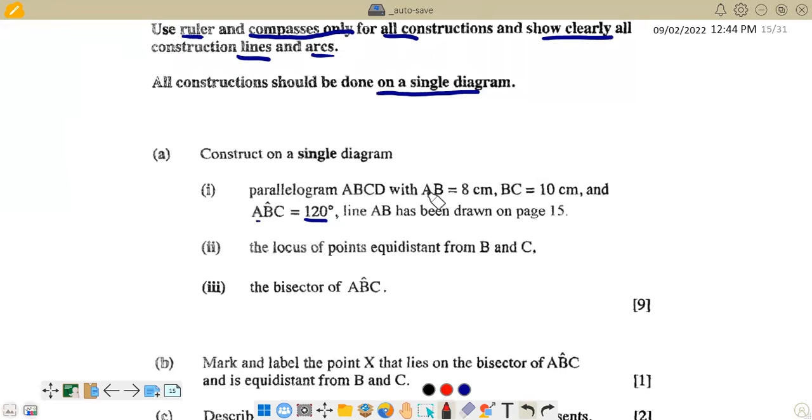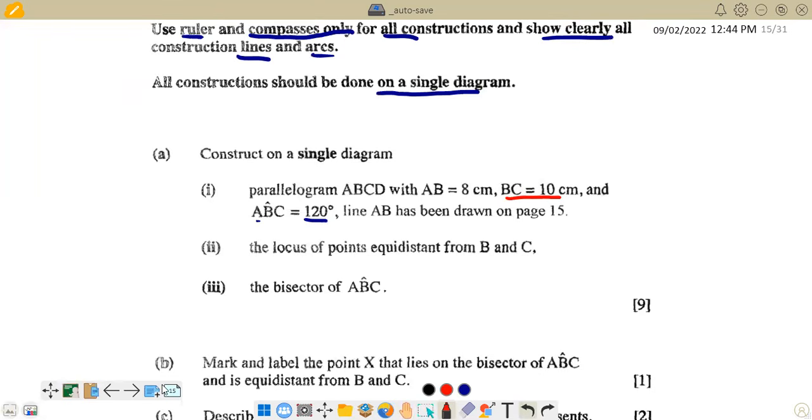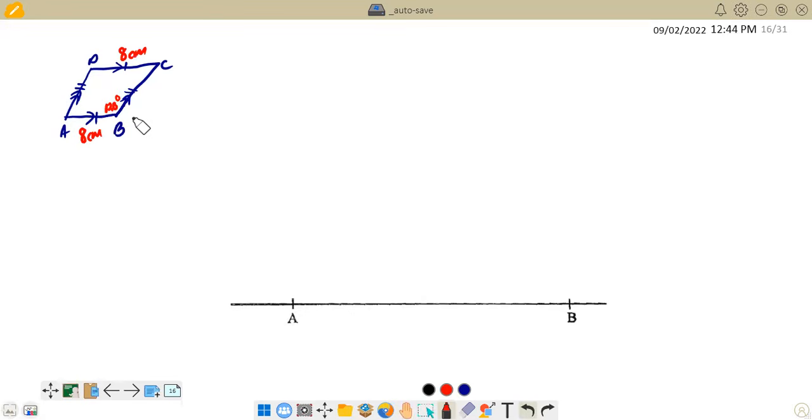Then what else? AB is 8 centimeters. This line AB is already given, it is 8 centimeters. So it means the opposite side is also 8 centimeters, since opposite sides are parallel and equal. And we are also given BC is 10 centimeters. So from B to C is 10 centimeters, which also means the opposite side is 10 centimeters. So this is our sketch, and we must know that if this is 120, remember these are parallel lines, so this one will be 60 degrees, since these are co-interior angles, they add up to 180. So this automatically becomes 60 degrees.